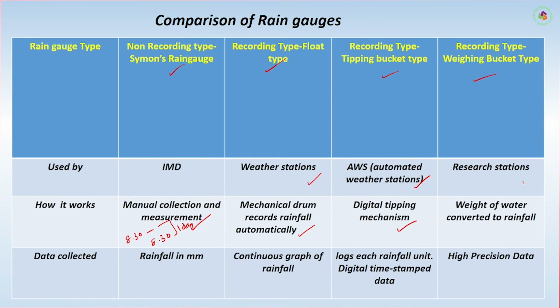Third is research stations, where normally the weight of water is converted. The principle is that the weight of water is converted into rainfall. That is the next. So how will we collect the data? This is the rainfall in mm. We will collect it from Symons' rain gauge. This is a continuous graph of rainfall, and when each event has occurred, we obtain digital time-stamped data. This is highly precise data. So these are the comparisons between them.